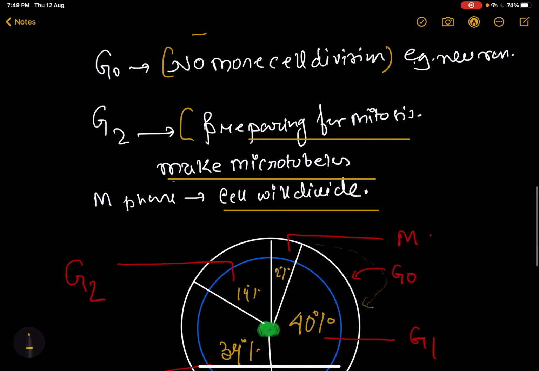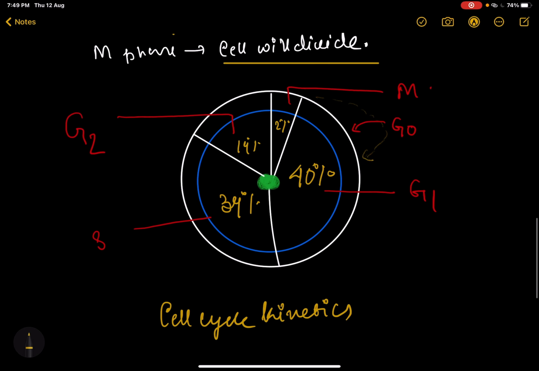Here you can see I have shown the percentage of cells present in the different phases. In G1 phase, 40% of the cells are present, and in S phase, 39% of the cells are present during the time of synthesis. And in G2 phase only 19%, and M phase 2%.